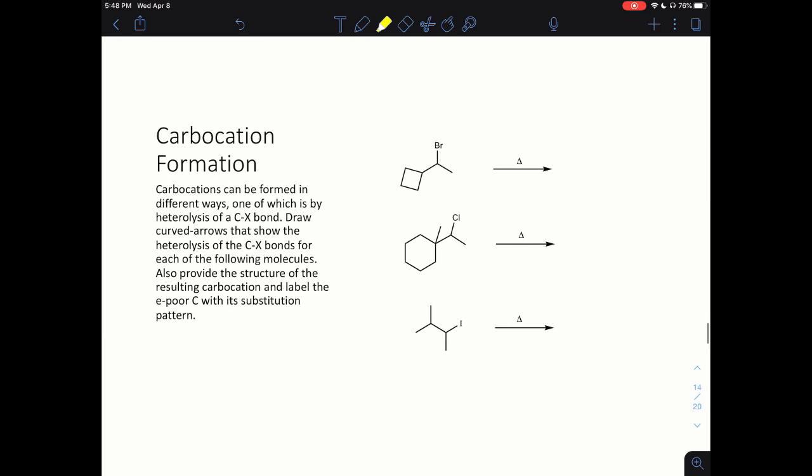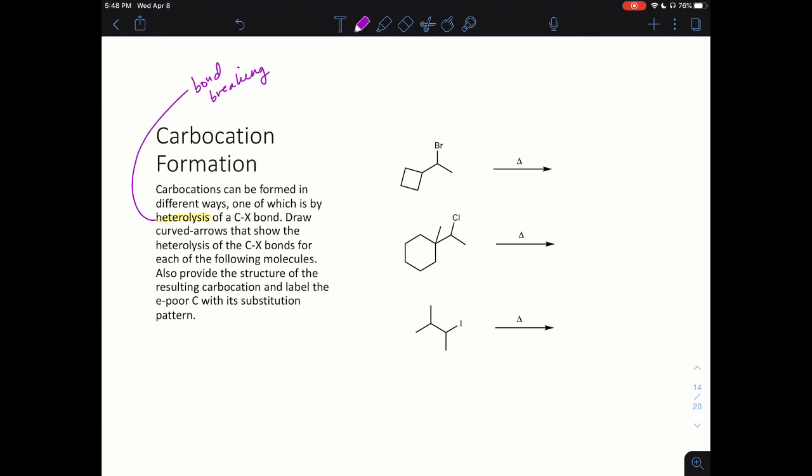So carbocations, how are they formed? Well, they can be formed in different ways. And one of those is by heterolysis of a C-X bond. Heterolysis is one of those elementary steps that I've asked you to learn, and it's simply bond breaking. That's all it is. So carbocations can be formed by heterolysis of a C-X bond.